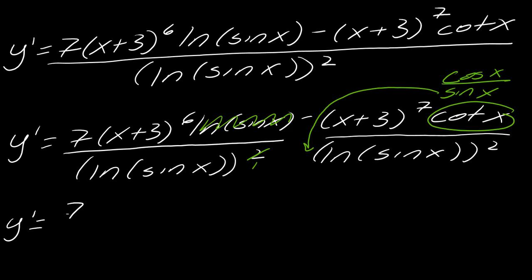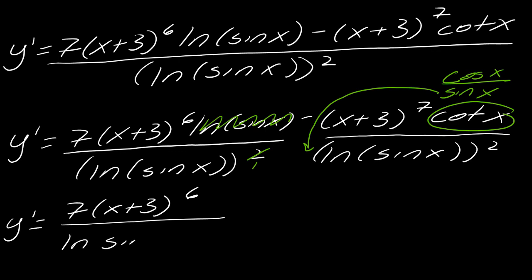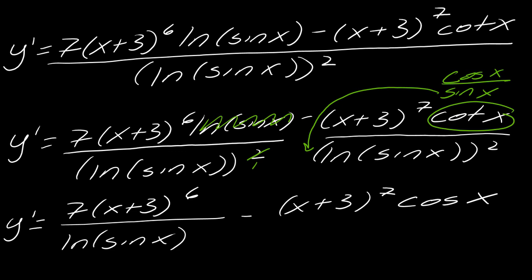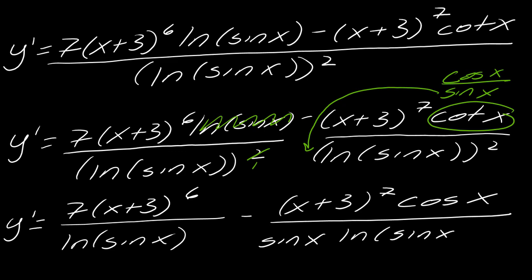So this would be 7(x plus 3) to the 6 over now the natural log of sine of x. So there's the first fraction. And then the second fraction becomes (x plus 3) to the 7th cosine of x over sine x times the natural log of sine x squared. And you can't go any farther with this. So this is like one way that I saw how this was done.